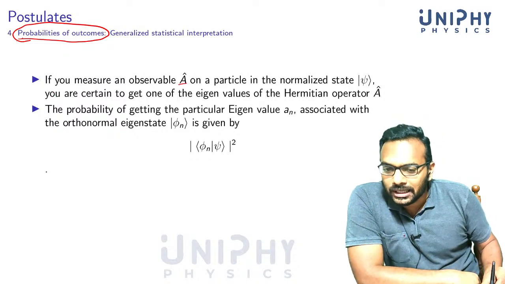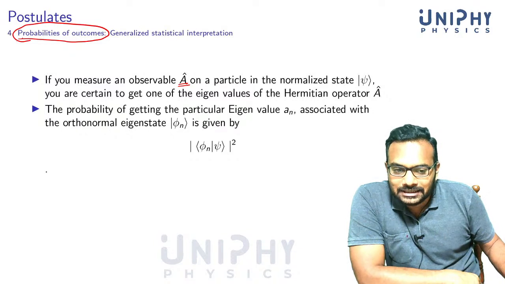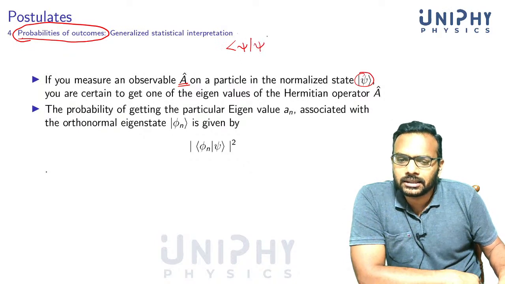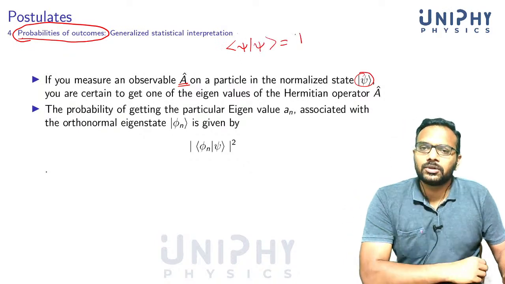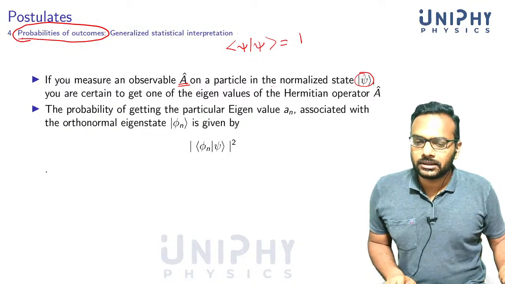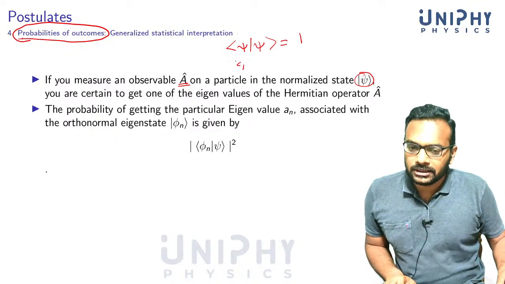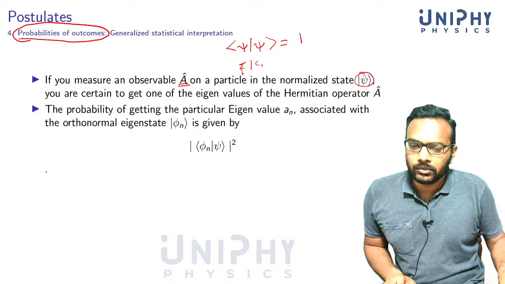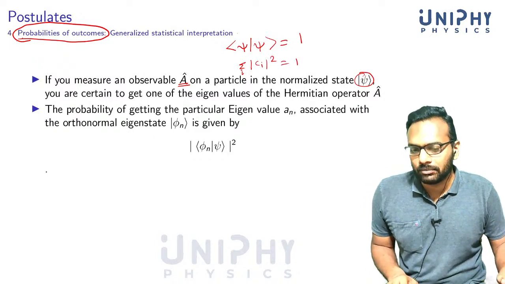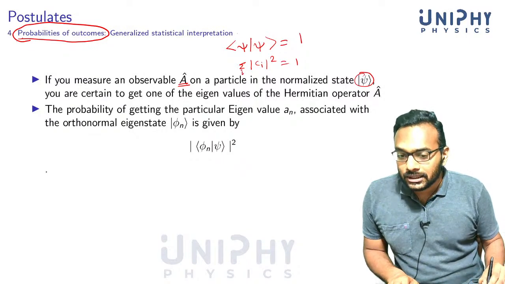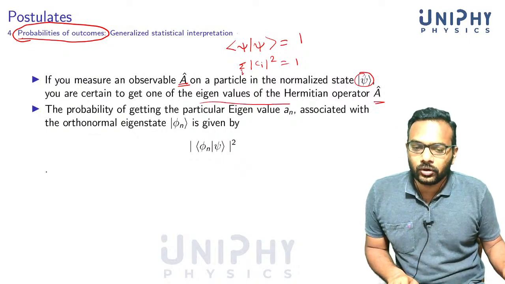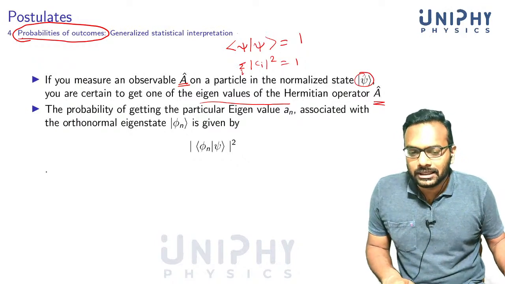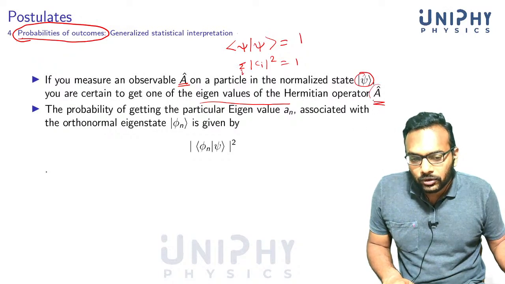If you measure an observable A cap on a particle in the normalized state psi, you know what normalized means. Normalized means the inner product of that state vector with itself is equal to 1. In a particular basis, this means the sum of modulus of C1 square and so on, or in short form, summation over i of modulus of Ci square is equal to 1. We have seen both these things. You are certain to get one of the eigenvalues of the Hermitian operator. It's not in an eigenstate of the operator; it's in some arbitrary state. And when you measure A cap, you'll always get one of the eigenvalues of A.